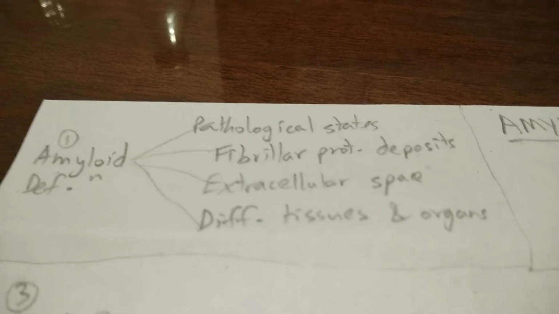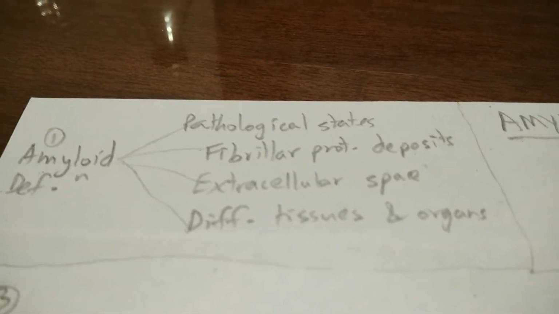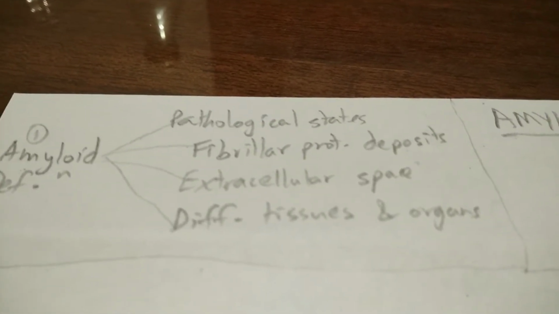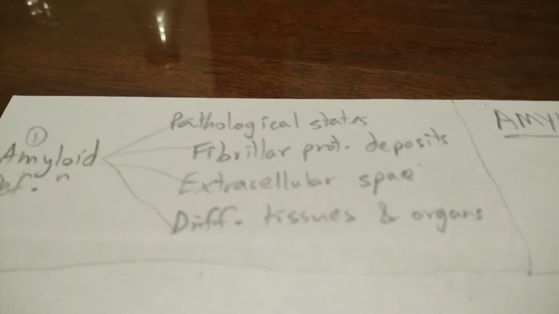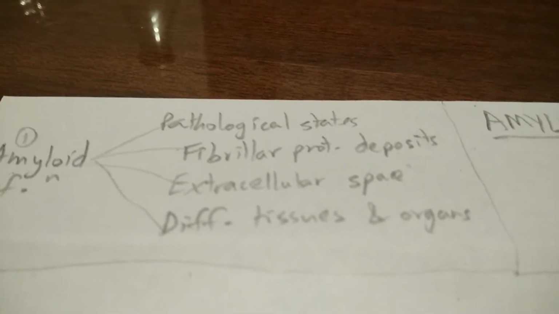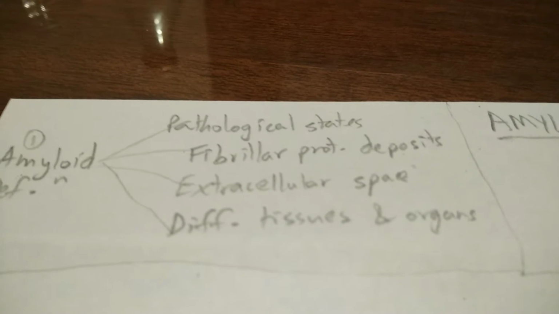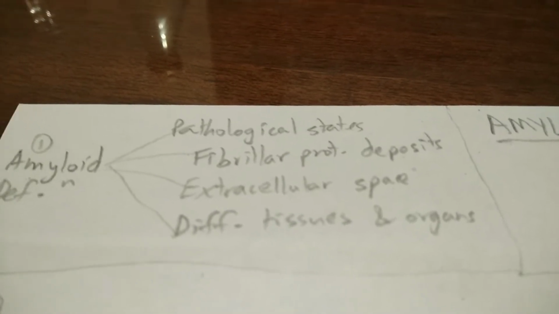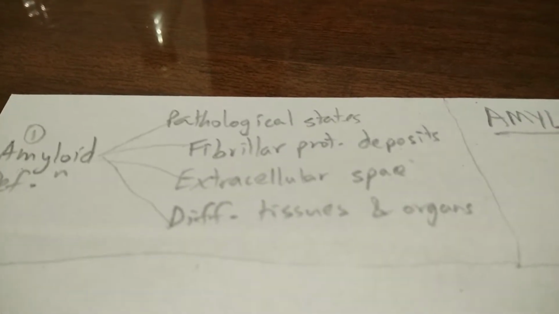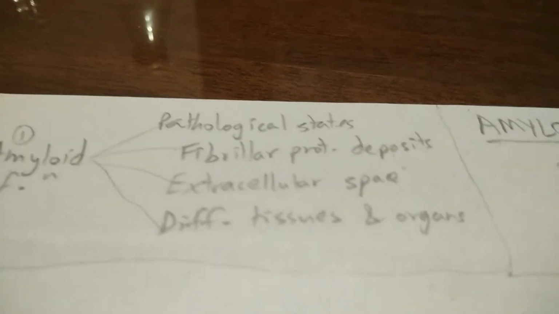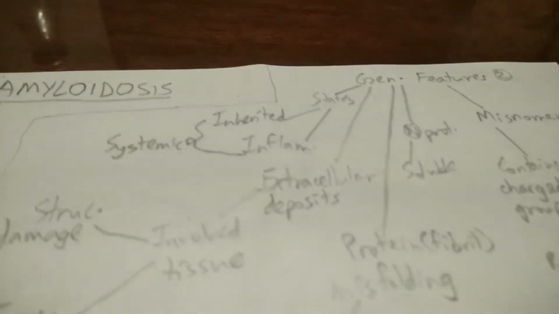Amyloidosis is a type of pathological state where you find fibrillar proteins being deposited in abundance, mostly in extracellular spaces, and it can affect different kinds of tissues and organs, and it's seen in a variety of clinical conditions. All right. Now let's look at the general features of amyloidosis.